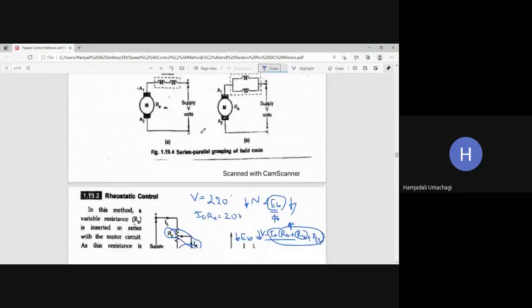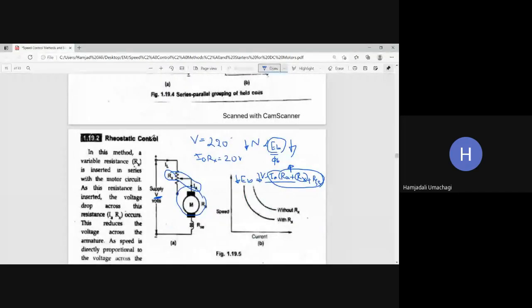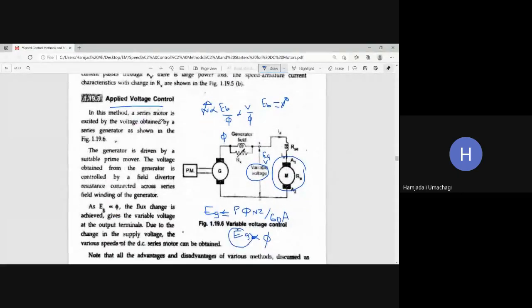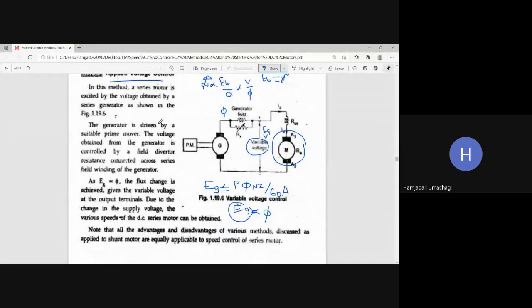Then comes the second one, rheostatic control. That is as good as armature voltage control. Then comes applied voltage control. So these are the various methods to get variable speed for the DC series motor. In the final exam, they may ask the speed controlling methods for either the DC shunt motor or the DC series motor. Whatever type of motor is asked, you need to explain for that particular motor. Is it clear?